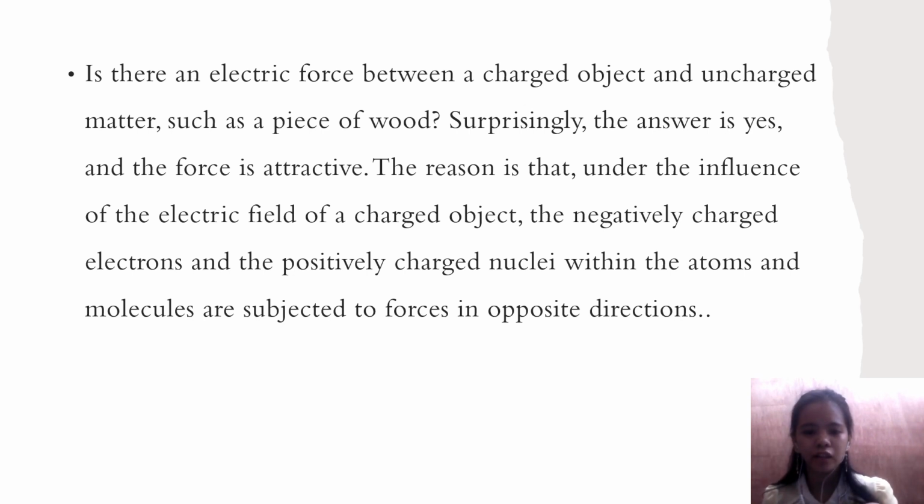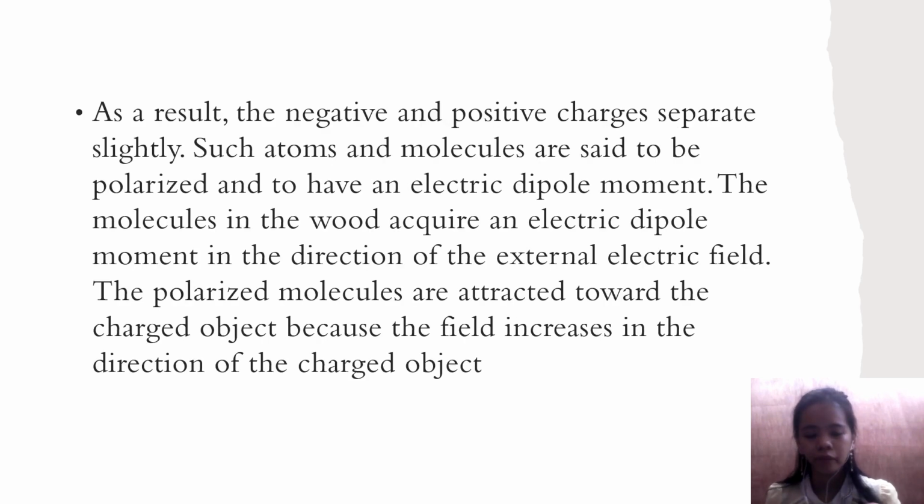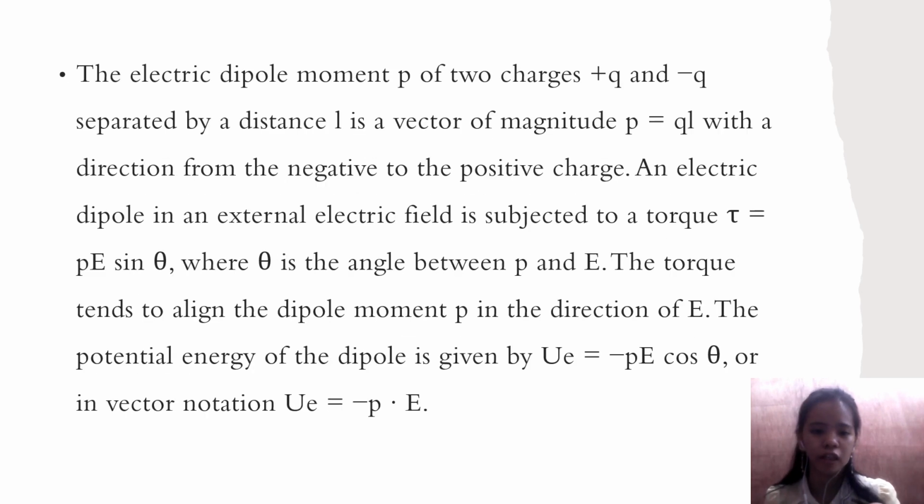The reason is that under the influence of the electric field of a charged object, the negatively charged electrons and the positively charged nuclei within the atoms and molecules are subjected to forces. So the result is that the negative and the positive charges separate from each other. Such atoms and molecules are said to be polarized and to have an electric dipole moment. The molecules in the wood acquire an electric dipole moment in the direction of the external field. The polarized molecules are attracted toward the charged object because the field increases in the direction of the charged object.